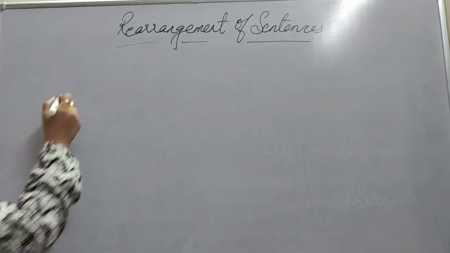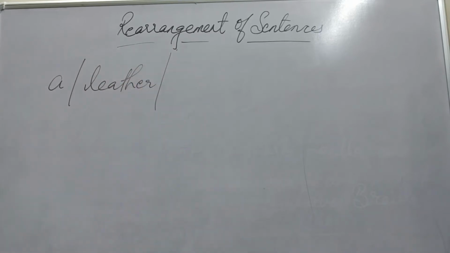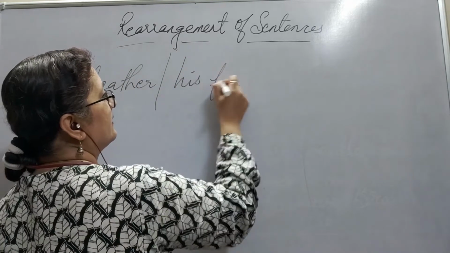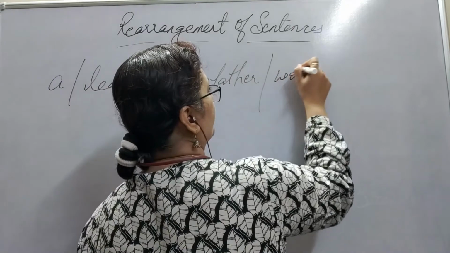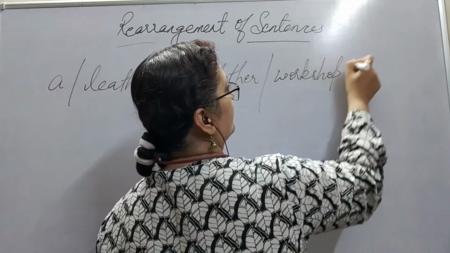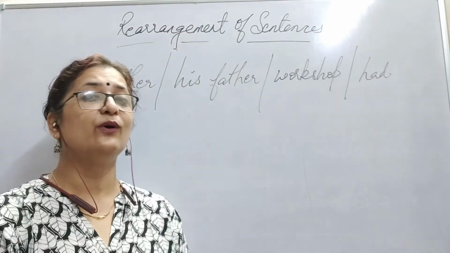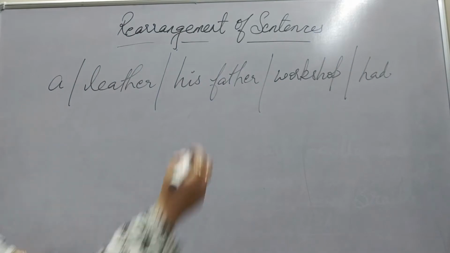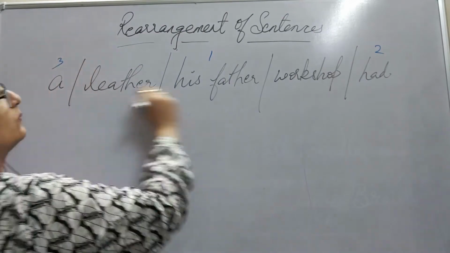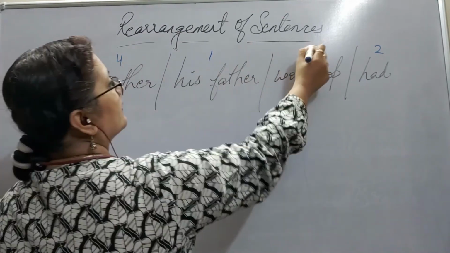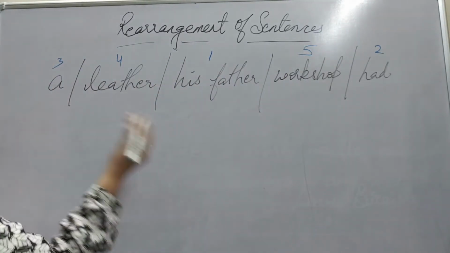Let's see another lot of phrases. Leather, his father, workshop, had. Okay, now that's easy. The lesser the number of phrases or words there, it's easier for you to frame it in a sentence form. His father had a leather workshop. Okay. Workshop leather? No, the suitable word will be leather workshop, not workshop leather.